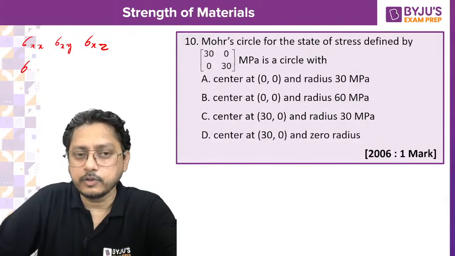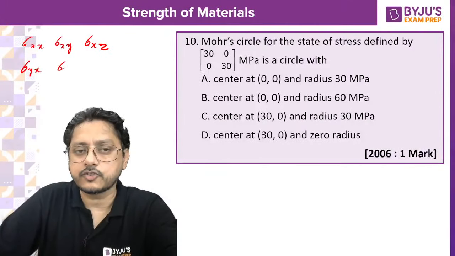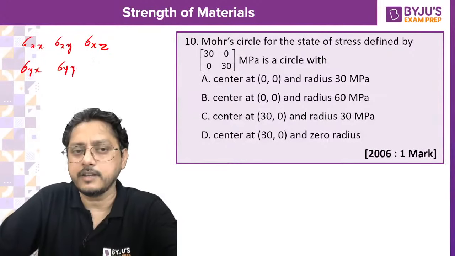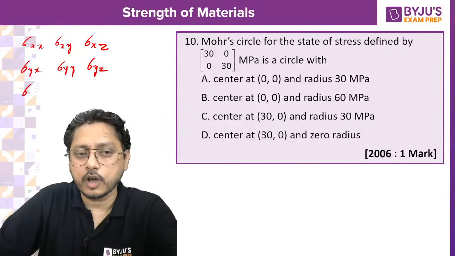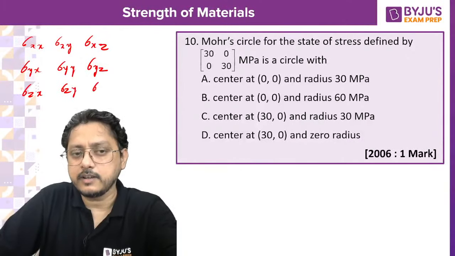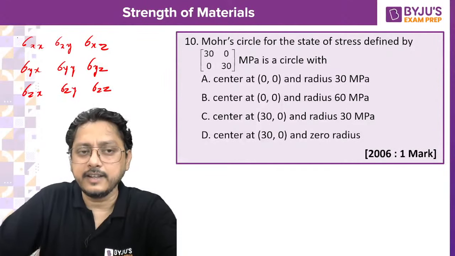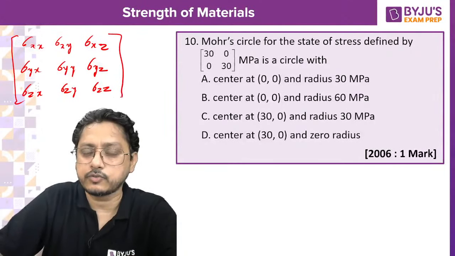Then stress normal to the plane y acting in x direction. Stress normal to the plane acting in y direction. Stress normal to the plane y and acting in z direction. Then stress normal to the plane z acting in x direction. Similarly in y direction and in z direction. That is the 3D, a total of 9 stresses to define.